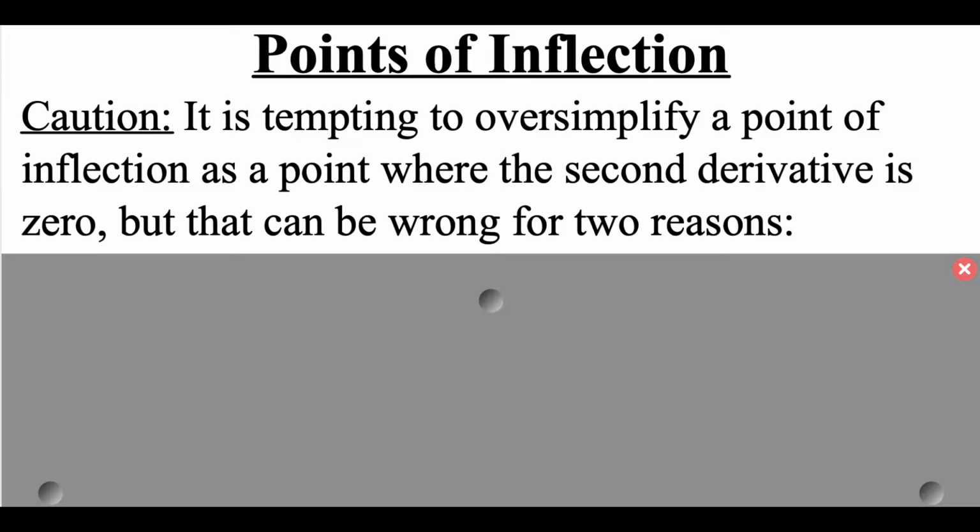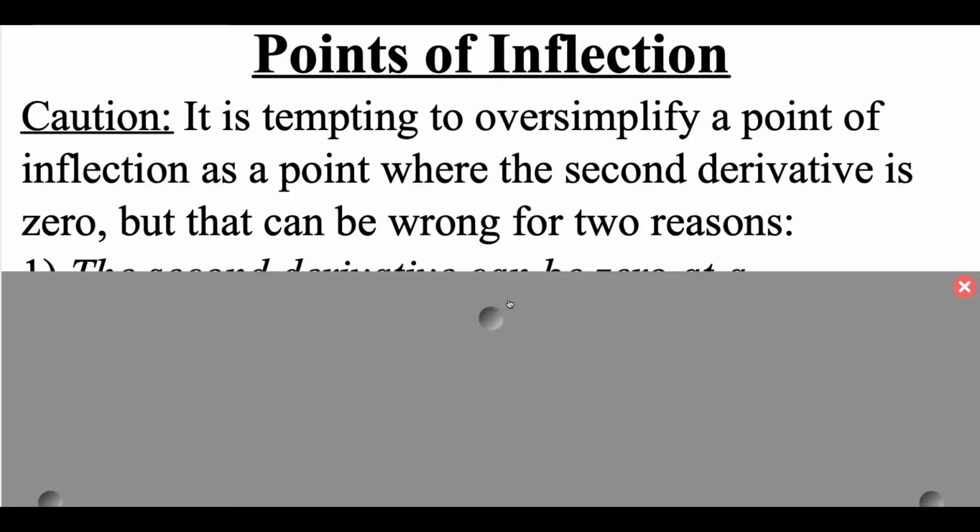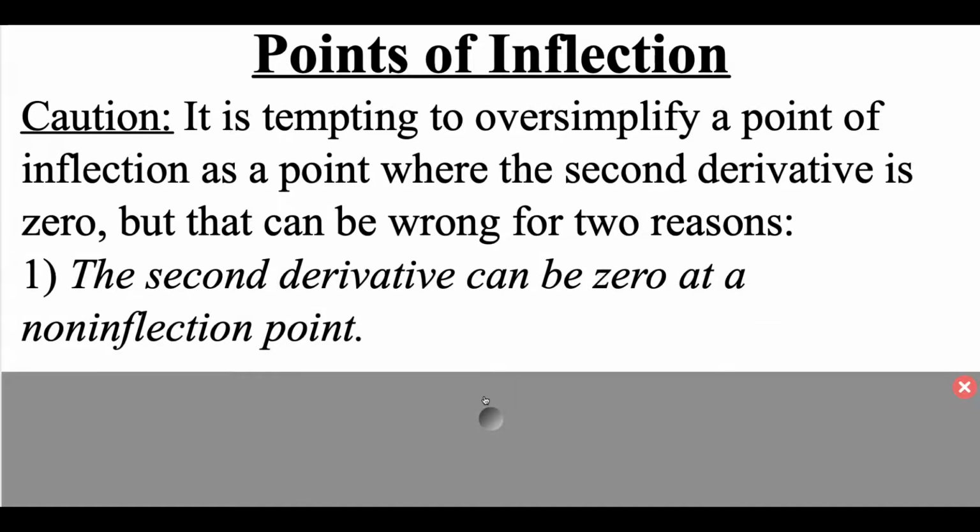Now, as we're talking about points of inflection, we do want to be a little careful. It's sort of tempting to oversimplify a point of inflection as saying that it's a point where the second derivative is equal to 0, but there are two reasons why that could be incorrect. One of those is that the second derivative could be 0 at a non-inflection point. Just because your second derivative is equal to 0, that doesn't necessarily mean that it's changing signs. So that's why we make our sign chart to help us see if that derivative is in fact changing signs.